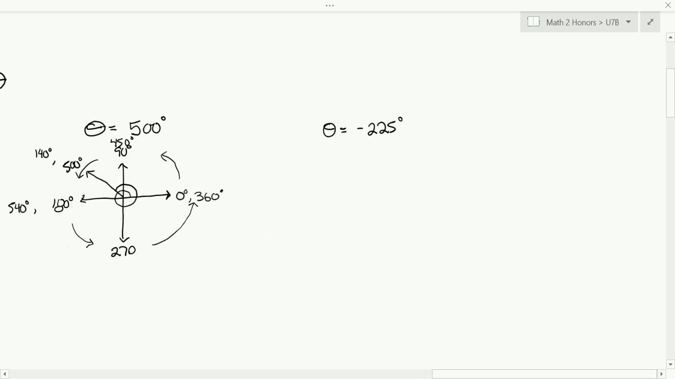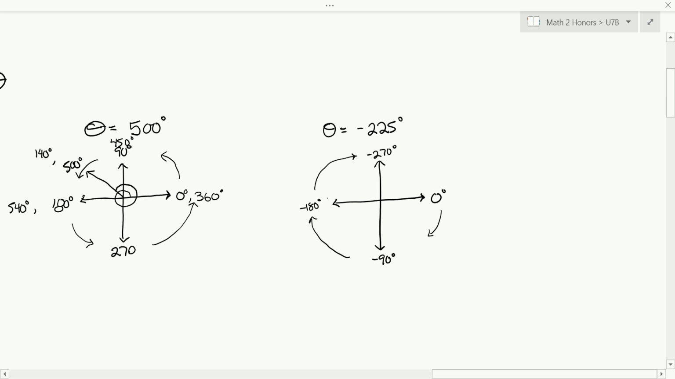So the negative indicates which direction we're going to go around. We still would start at 0 degrees, which is our starting point. But because it's a negative angle, we're going to go clockwise instead of counterclockwise. So this would be negative 90 degrees. This would be negative 180 degrees. Just keep adding negative 90. This would be negative 270 degrees. And so negative 225 would be somewhere between negative 180 and negative 270.